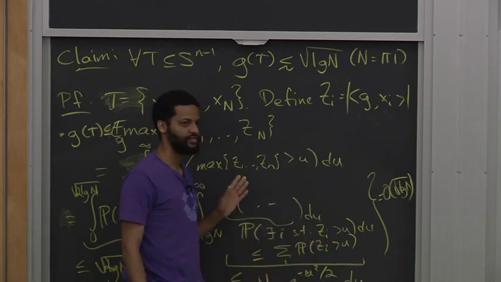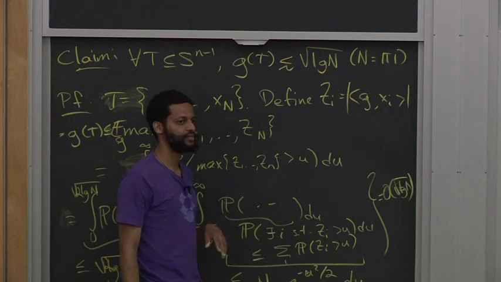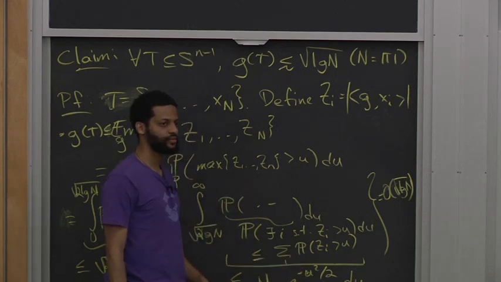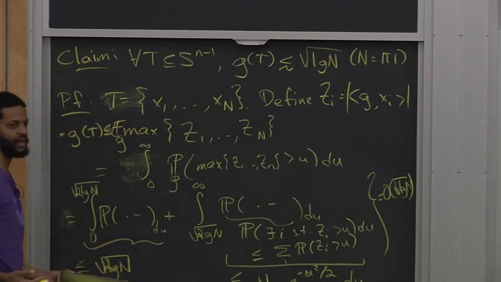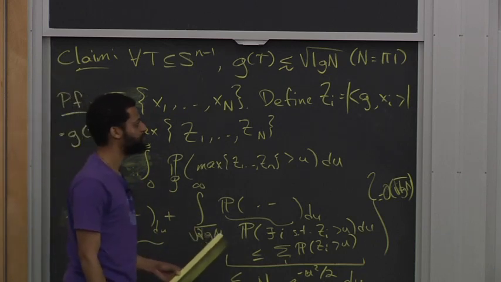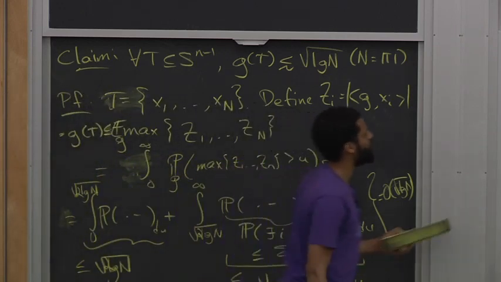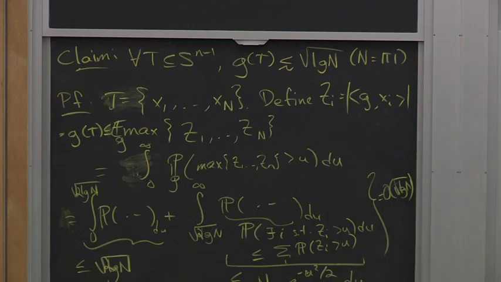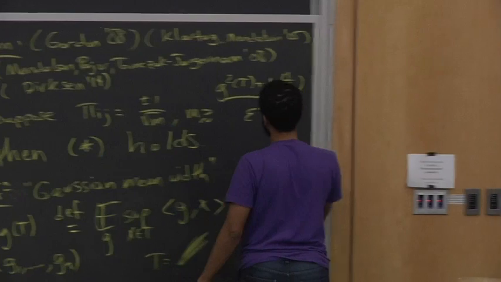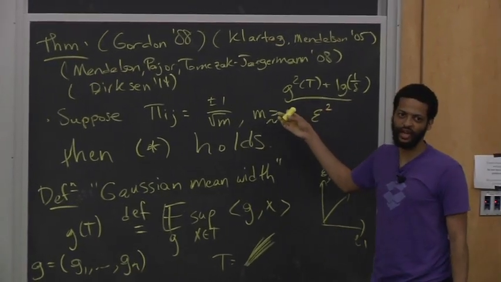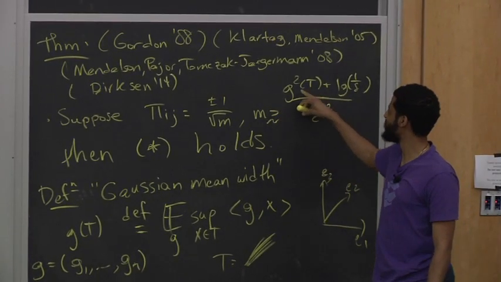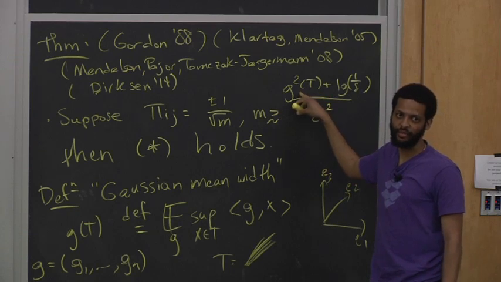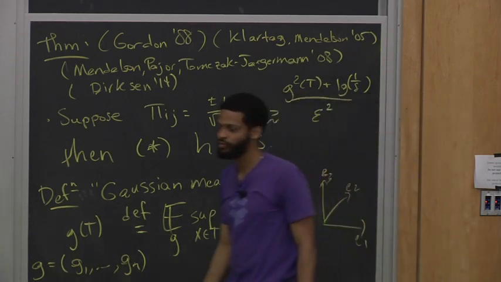And then you integrate it over u, which is, again, something like e to the minus u squared. So, long story short, this is never worse than JL. It's always at least as good as JL, because you can always get this to be at most log capital N. But for some point sets, it's better.